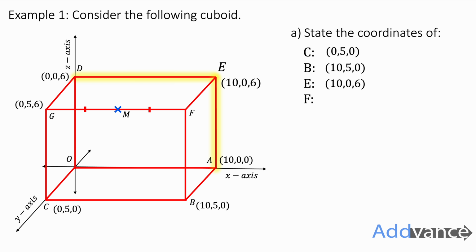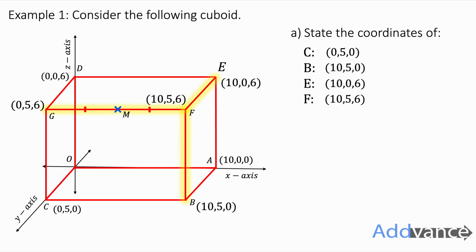Now finally F. F is combining E, G, and B. So when we combine E, G, and B, we get that the x-coordinate is 10, the y-coordinate is 5, and the z-coordinate is 6. So we get 10, 5, 6, like that. And that's just coming from B, E, and G. Okay, so when you're finding these coordinates, just use the fact that it's lots of right angles on a cuboid, and all the coordinates do line up with each other when it's displayed like this.